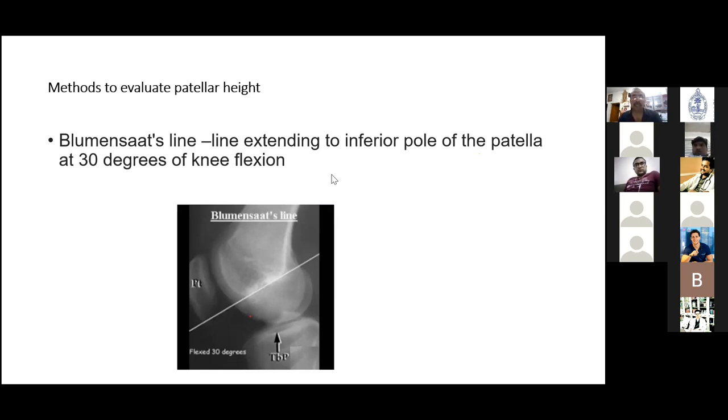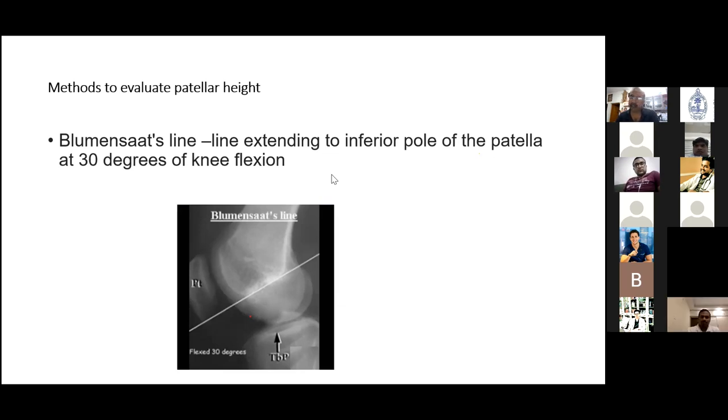So the Blumensaat line is taken on a lateral view of the knee at 30 degrees flexion. It is the line extending from the inferior pole of the patella at 30 degrees of flexion. So it will be just touching the inferior pole. If it is going up, then it is a patella alta.